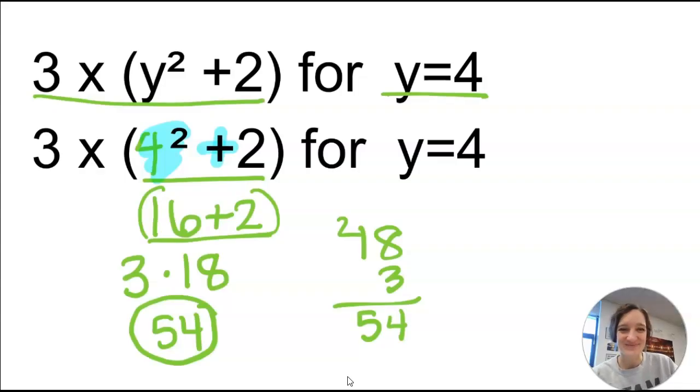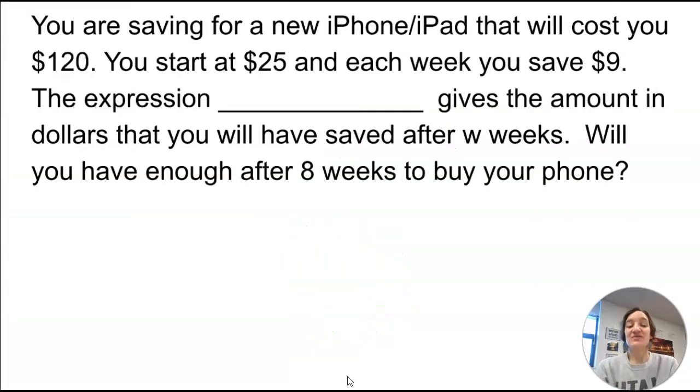Do you see how that works? Kind of a fun day. So we can even do that with story problems. If you are saving for a new iPhone or iPad that will cost you $120, you got $25 for your birthday. Let's say you start at $25, and each week you're going to save an extra $9. Let's first write that as an expression that gives the amount of dollars you will have saved after W weeks.